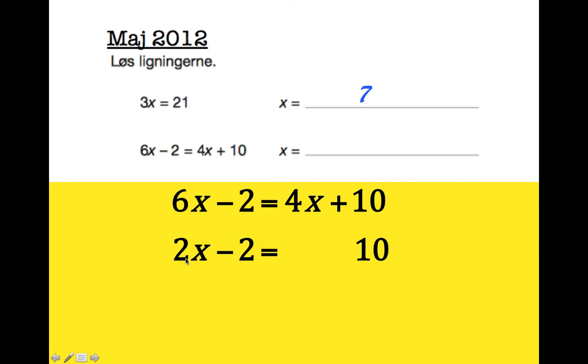We'd like to get the bit with x on its own, so we'd like to get rid of the minus 2. We get rid of minus 2 by adding 2 to both sides. So adding 2 to both sides, 2x equals 12. But we don't want to know what 2x's are, we want to know what 1x is on its own. So we divide everything by 2 to get x equals 6.